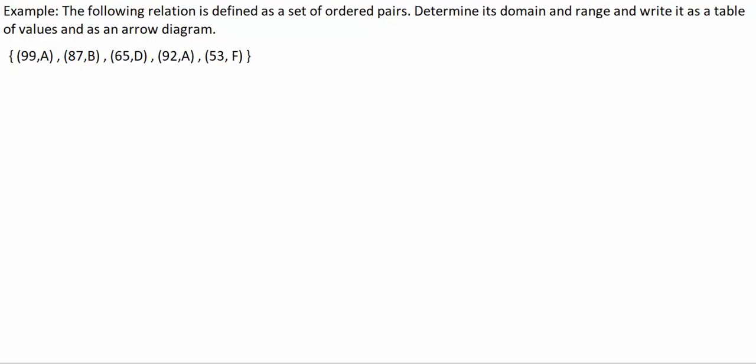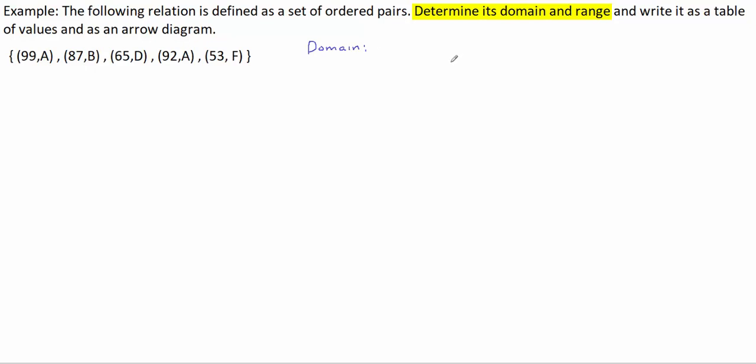Here's a relation defined by a set of ordered pairs. This relation associates 99 to A, 87 to B, 65 to D, 92 to A, and 53 to F. We're going to identify the domain and range of this relation and write it using a table of values and as an arrow diagram. Go ahead and pause the video and try to determine the domain and range of this relation.